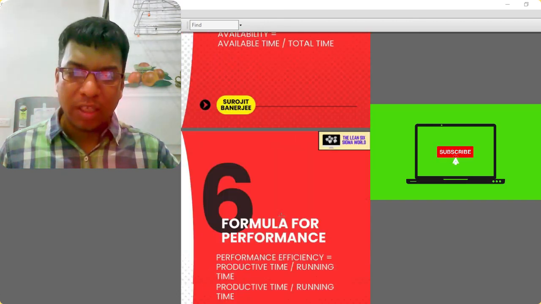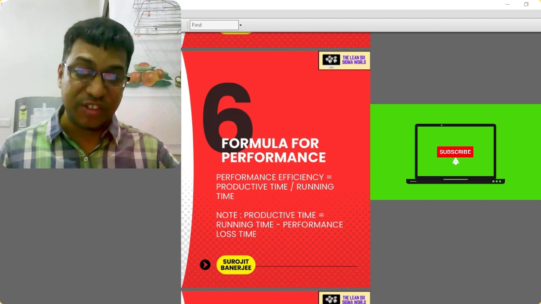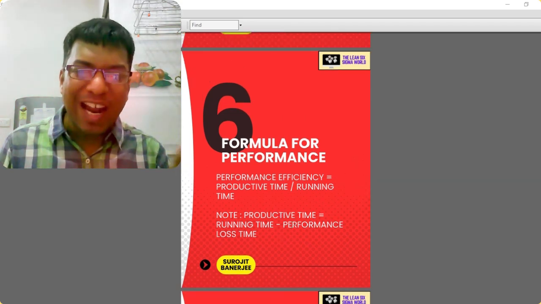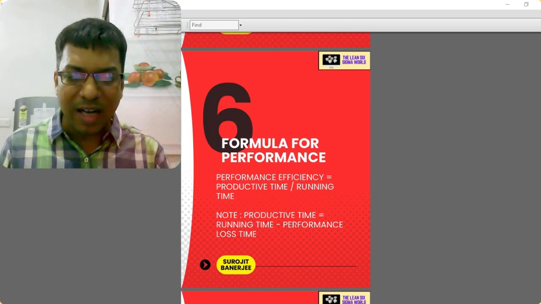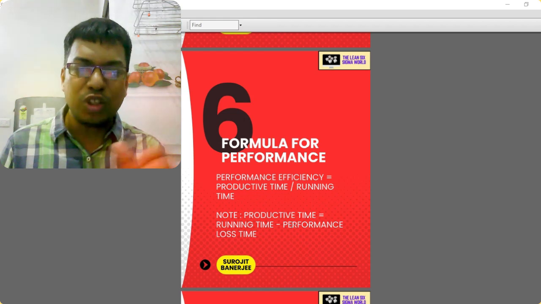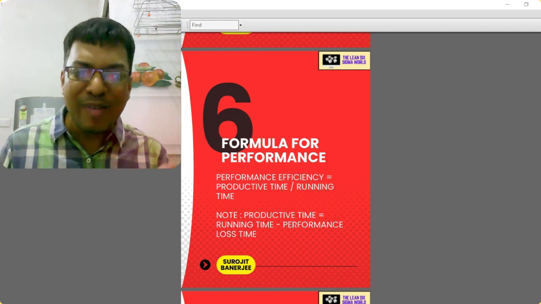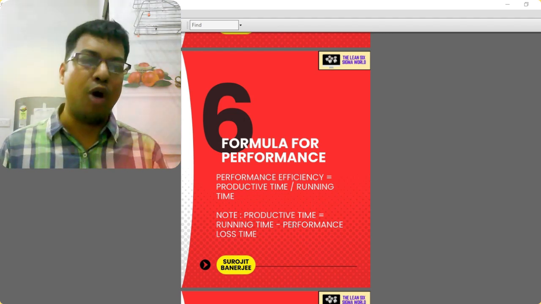Now, performance efficiency. Performance efficiency is nothing but productive time divided by running time. So productive time is equal to what? Running time minus performance loss time. So running time minus performance loss time, divided by running time, is equal to your performance efficiency.